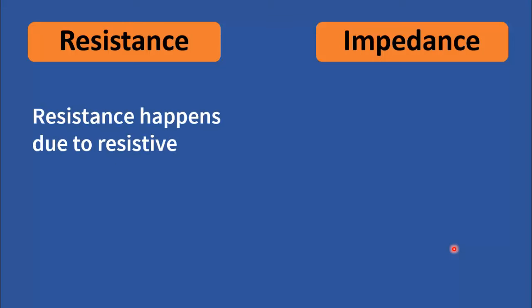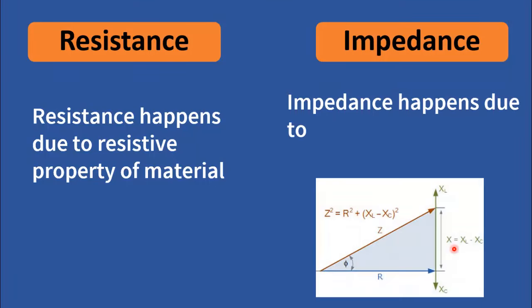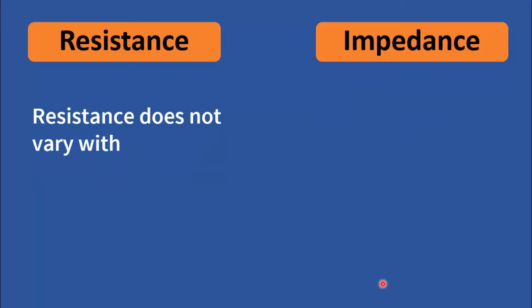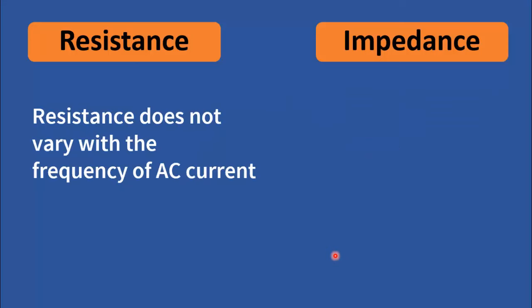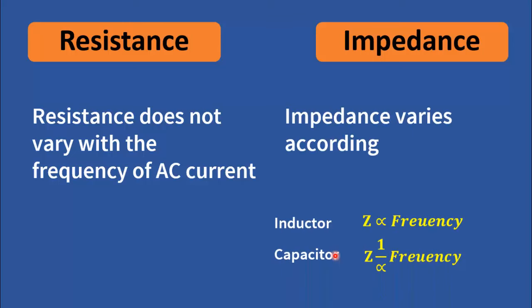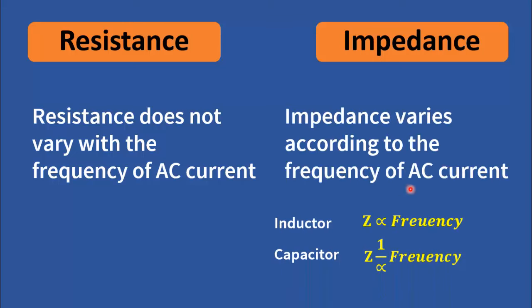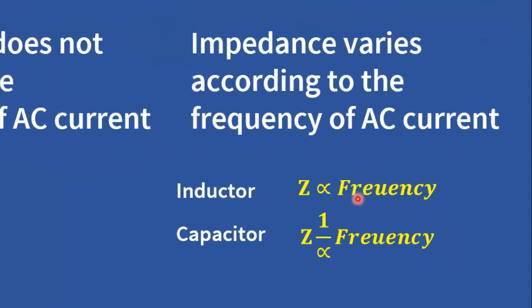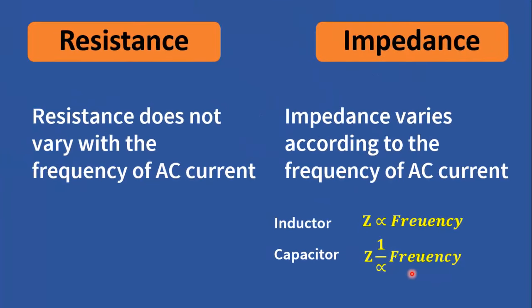Resistance happens due to resistive property of material, whereas impedance happens due to inductor, capacitor, and resistance. Resistance does not vary with the frequency of AC current, whereas impedance varies according to the frequency of AC current. In inductive circuit, the impedance varies directly with frequency, while in capacitive circuit, the impedance is indirectly proportional to frequency.